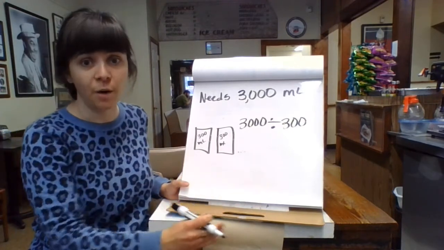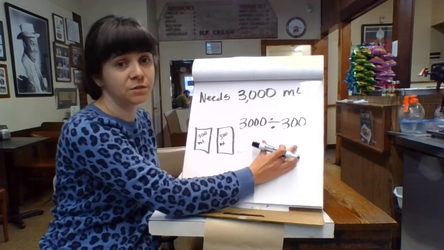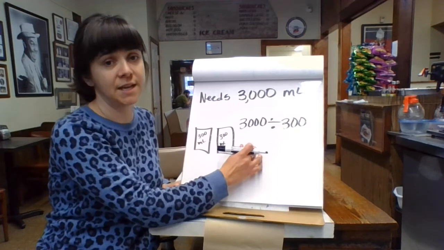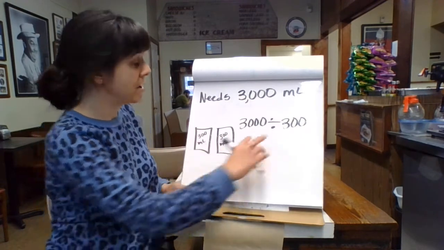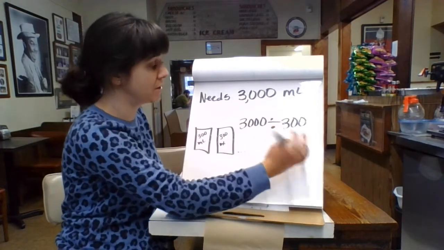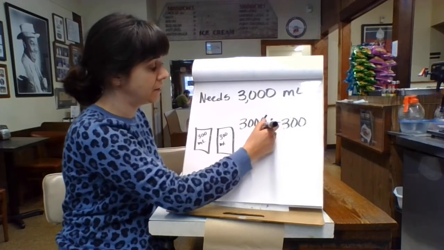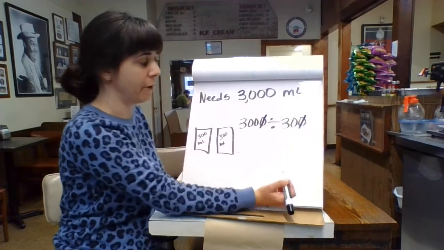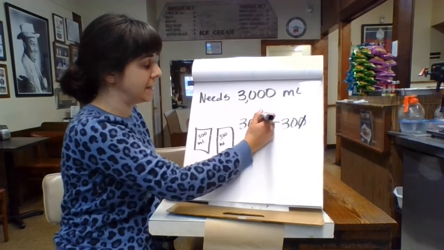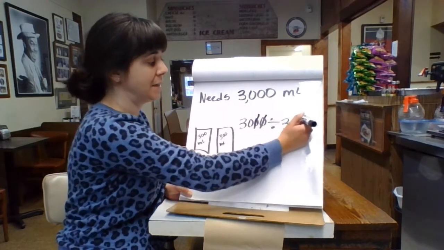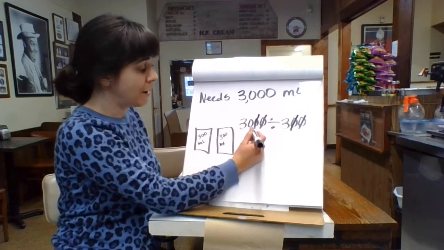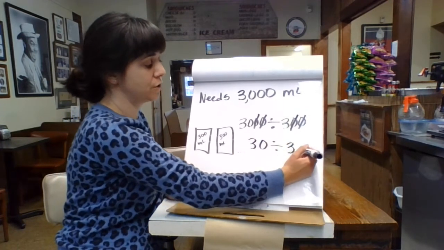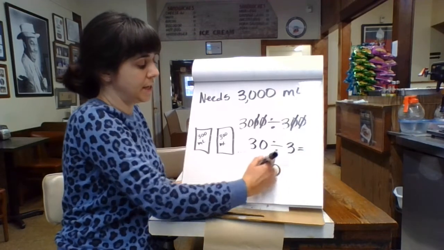Now we can use Veronica. We've multiplied a lot with Veronica, and we've also done some division with Veronica. Every time I divide by a power of 10, I can take away a 0, as long as I do it to both numbers. So if I divide by 10 and take away this 0, I'm going to divide by 10 and take away this 0. If I divide by 10 and take away this 0, I divide by 10 and take away this 0. So I'm left with 30 divided by 3, which of course equals 10.